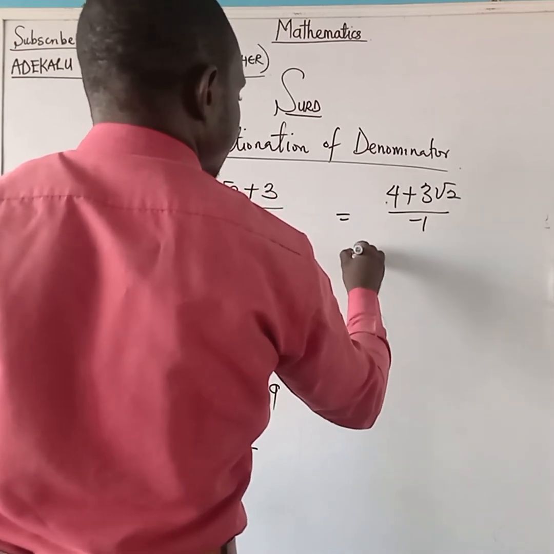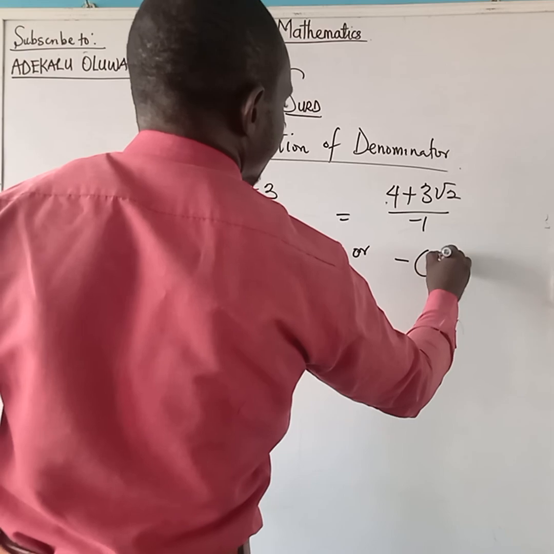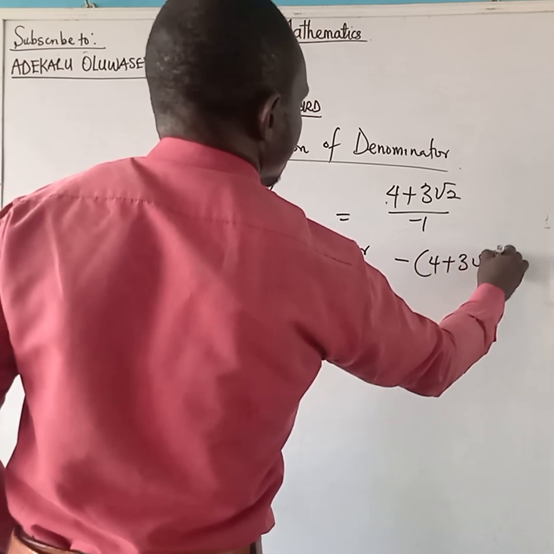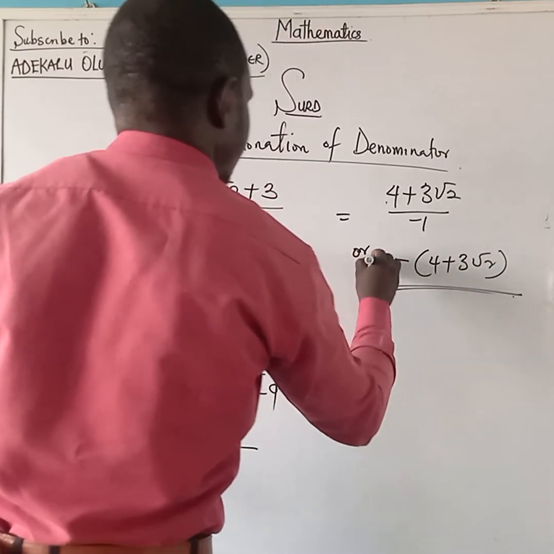It can also be written as minus open bracket 4 plus 3 root 2. This is the final answer.